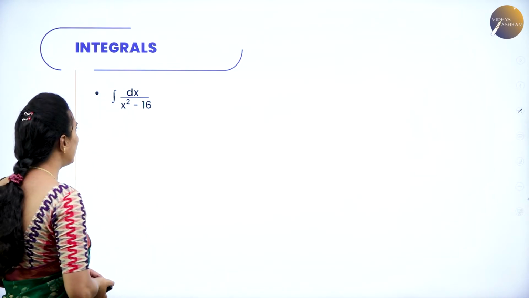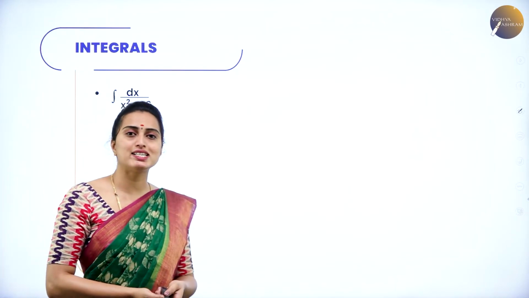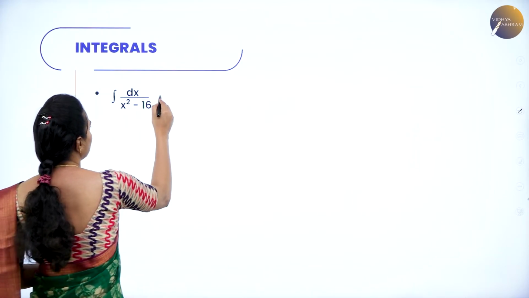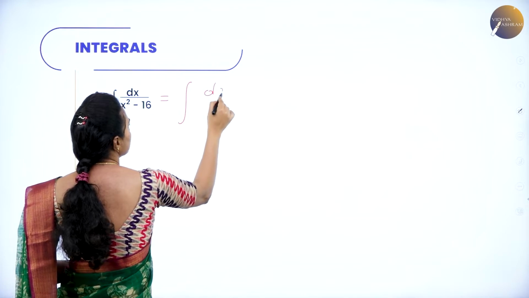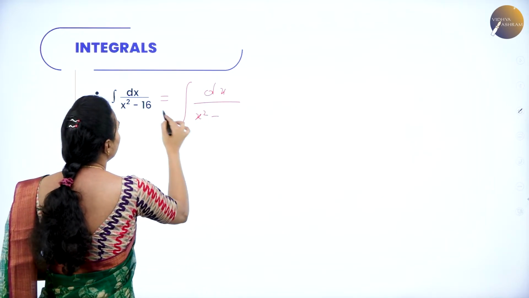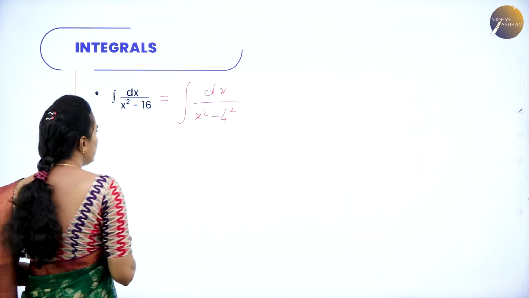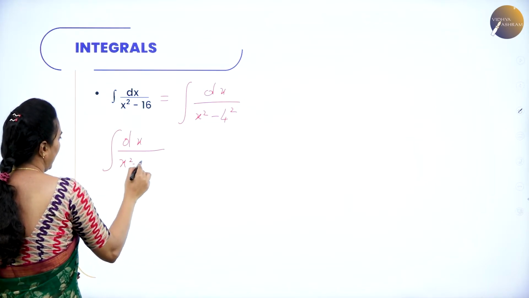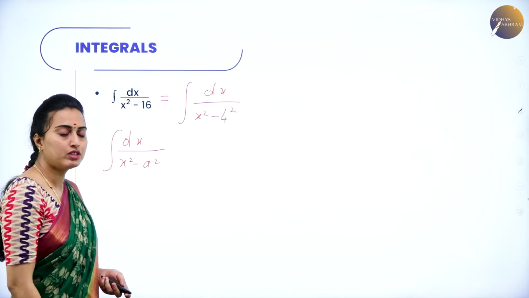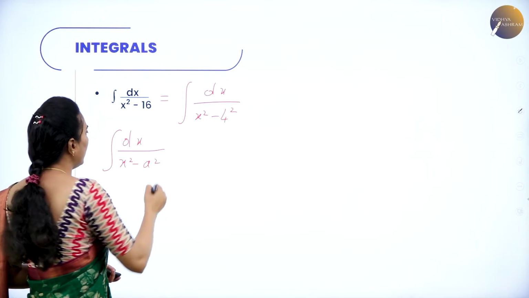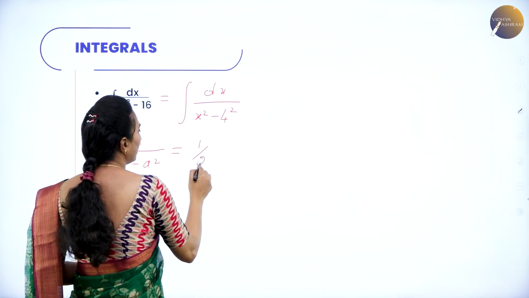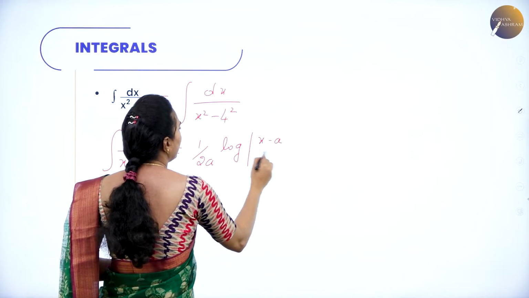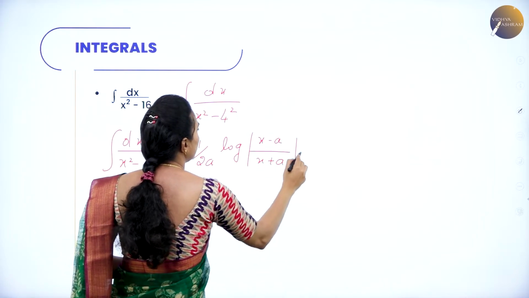Now here they have asked the integral of dx divided by x squared minus 16. How can we write this? We can write it as the integral of dx divided by x squared minus 4 squared, which looks like the integral of dx divided by x squared minus a squared. Just now we have proven that the integral of 1 by x squared minus a squared is 1 by 2a into log of modulus of x minus a divided by x plus a, plus c.